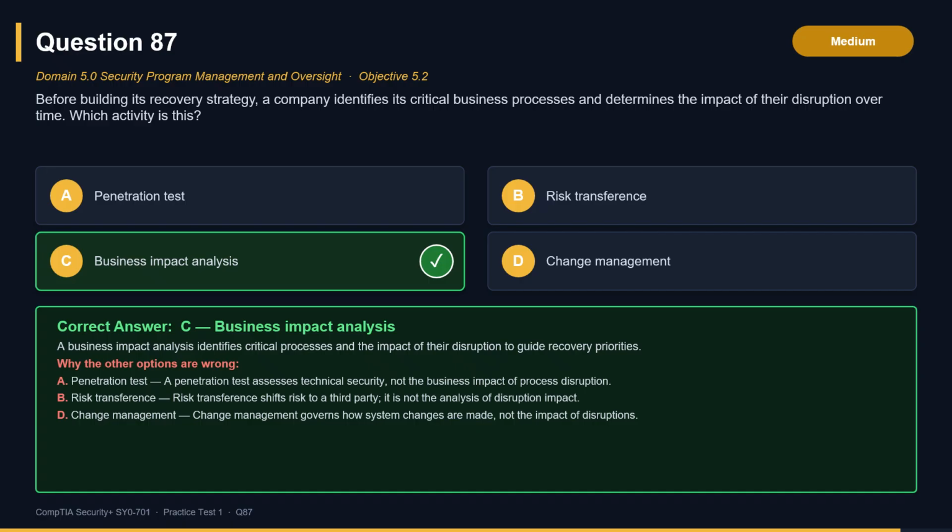Now, why the other options are wrong? Penetration test is incorrect. A penetration test assesses technical security, not the business impact of process disruption. Risk transference is incorrect. Risk transference shifts risk to a third party. It is not the analysis of disruption impact. Change management is incorrect. Change management governs how system changes are made, not the impact of disruptions.